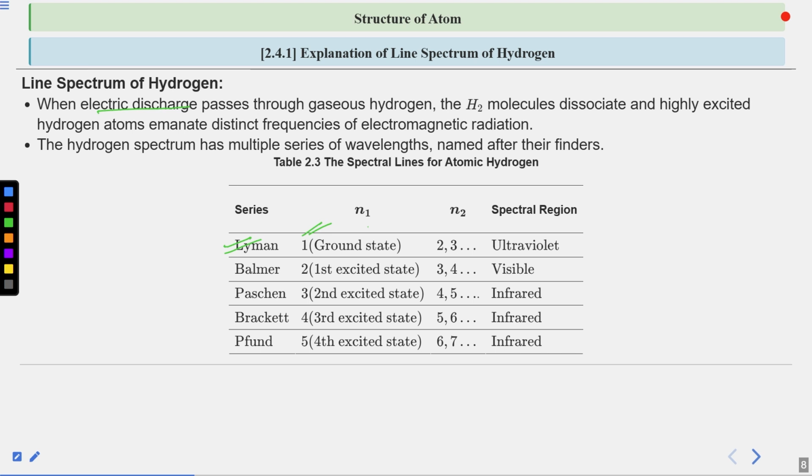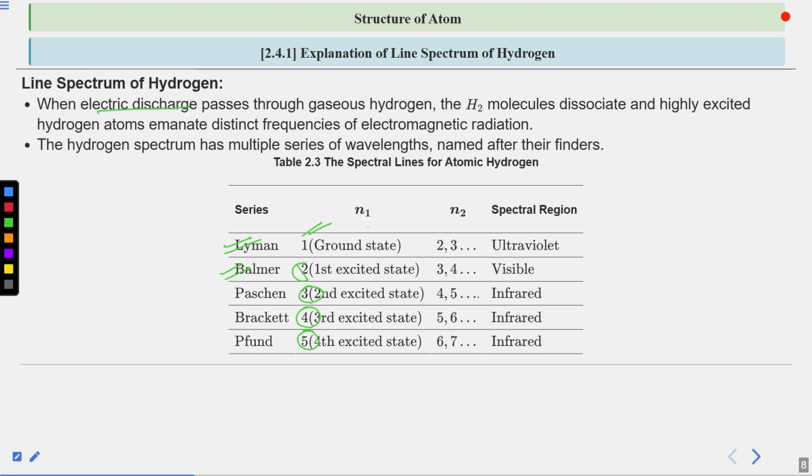Now it can come from 2 to 1. That will give you one color. From 3 to 1, that will give you another color. 4 to 1 will give you another color. Similarly, we have Balmer, where the electron is coming from any higher excited state to the second state. Then third is for Paschen, fourth for Brackett, and fifth is for Pfund.